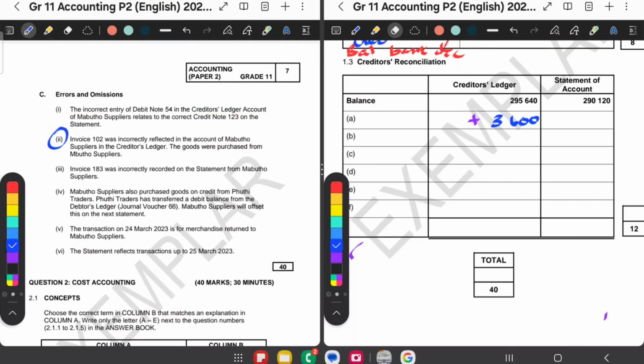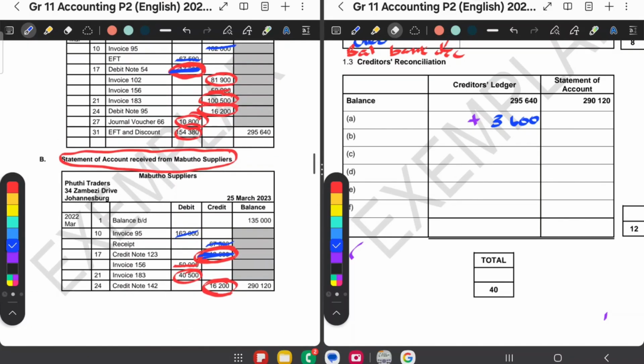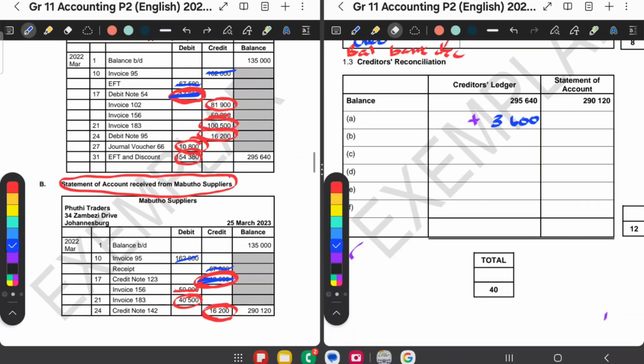Next, number 2 says, invoice 102 was incorrectly reflected in the account of Mabuto suppliers in the creditors ledger. So this invoice was incorrectly recorded in the ledger. So we made the mistake. The goods were purchased from another supplier, not Mabuto suppliers. So the invoice shouldn't be in the ledger. It should be taken out. So let's go look. Invoice number 102. There it is. That invoice must be cancelled.